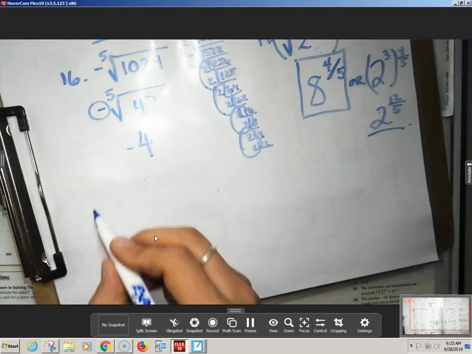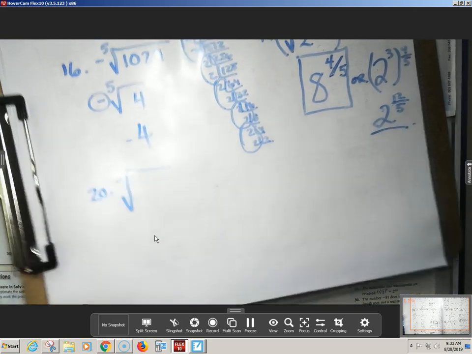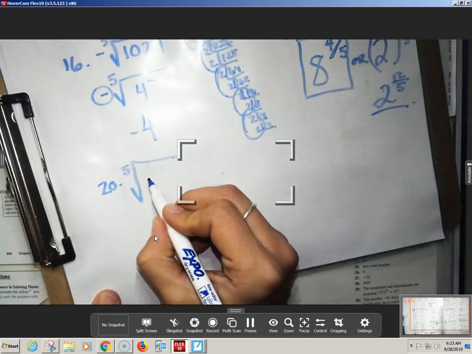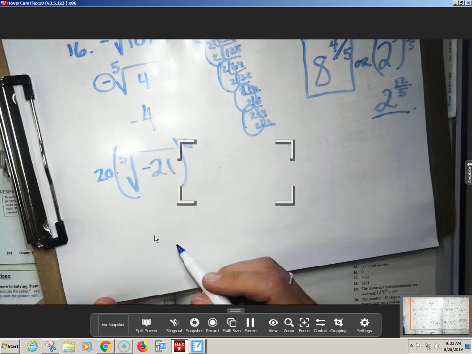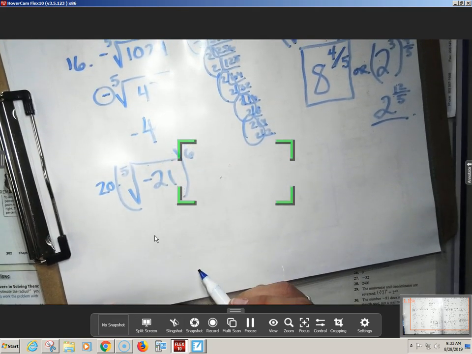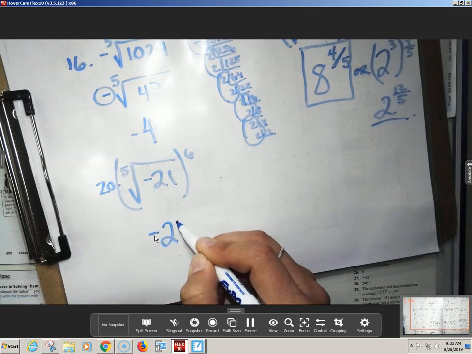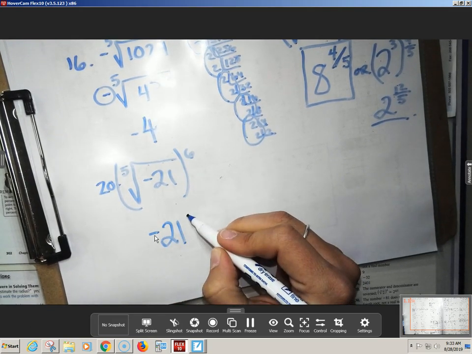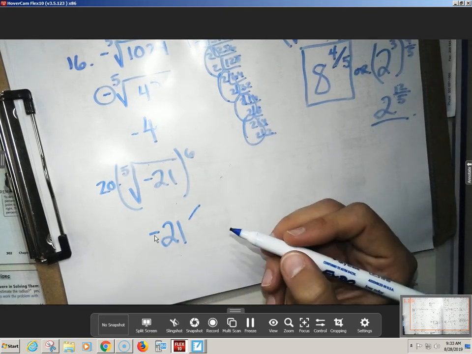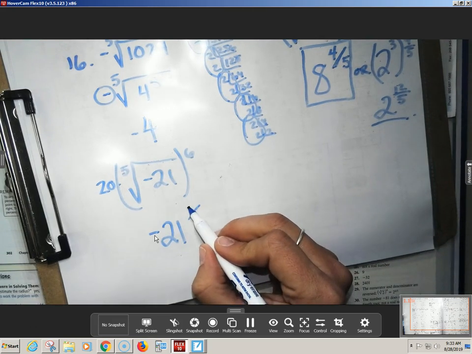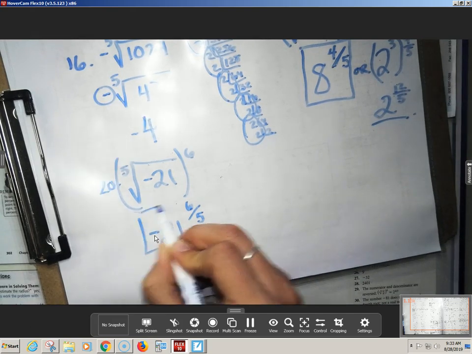Now for number 20, you have another rewriting one. You have the 5th root of, is it negative 20? Negative 21, all raised to the 6th power. So what's the very first thing you should do in rewriting this one? Yeah, I would do the negative 21. And then you need to make what in the exponent? A fraction. The 6 and the 5. So who goes where? Who goes on top? 6. And who goes on bottom? 5. Good. You guys are doing a good job of rewriting the forms.